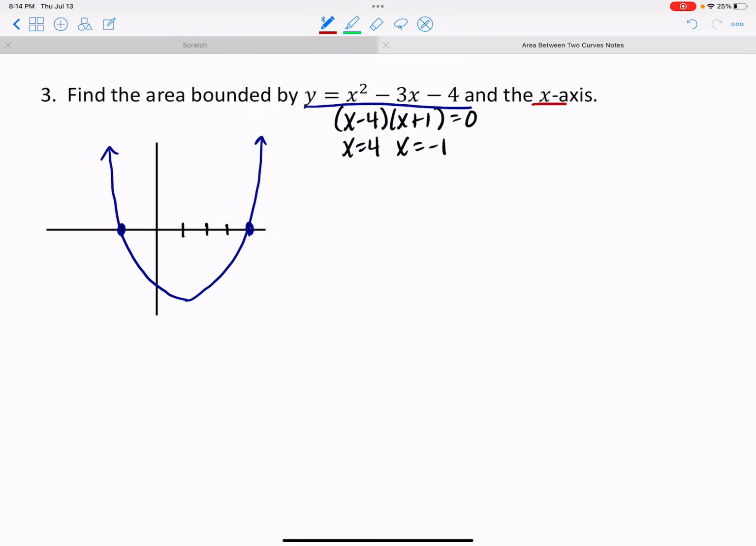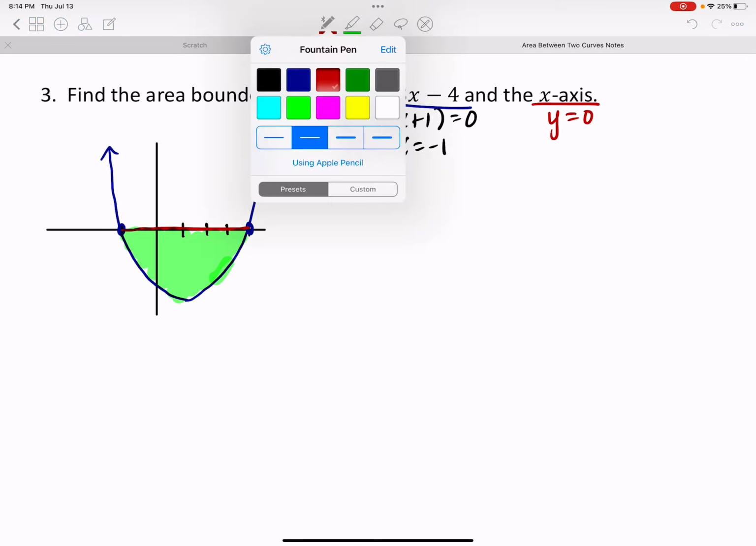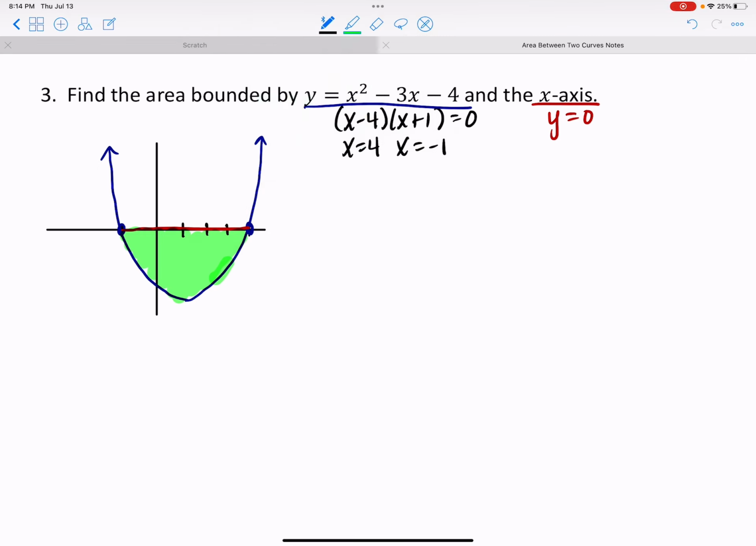Obviously we know where the x-axis is, but the equation here for the x-axis, that's where our y is equal to 0, and we're going to kind of need that when we put in f of x minus g of x right into our integral. So the area that's bounded by the x-axis and that parabola, this is the area that we're looking for. And really easy to set this up now because I know that this x value is -1. I know that this x value is +4.